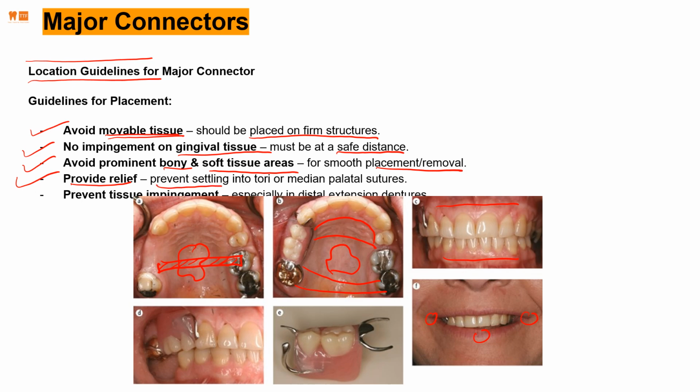It prevents the settling into the tori, median palatal sutures. So imagine there is an area here, right? So this is the incisive foramen. Over there, that's in the bone itself, that's where the nerves come out of, the incisive nerves. And then, of course, there is a mid-palatine suture region that follows posteriorly. This is a very sensitive area. Therefore, we need to relieve it. We can't have a tight metal component fitting this area. It has to be relieved.